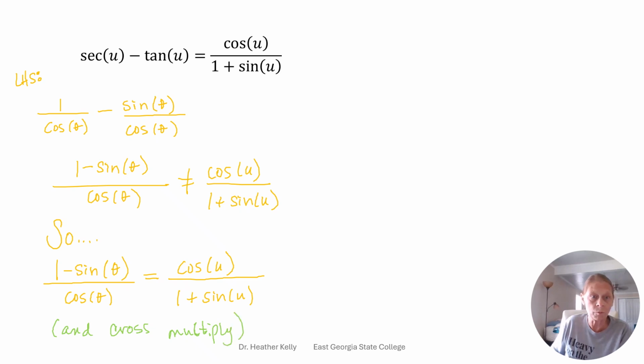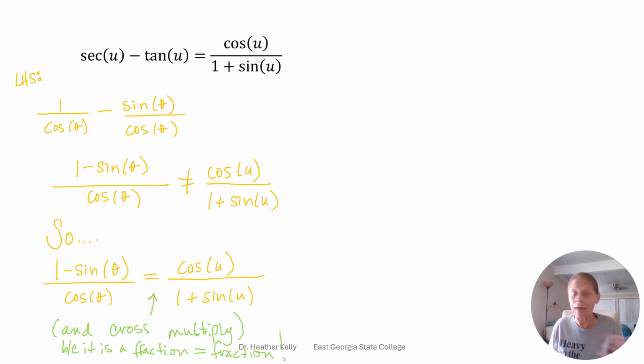Now we can cross multiply because we've set it into an equation. We can cross multiply because it is a fraction. I forgot to say: a fraction equal to a fraction. Okay? And that's important. Once you've got that, then you can do the cross multiply thing. So let's keep on going here.